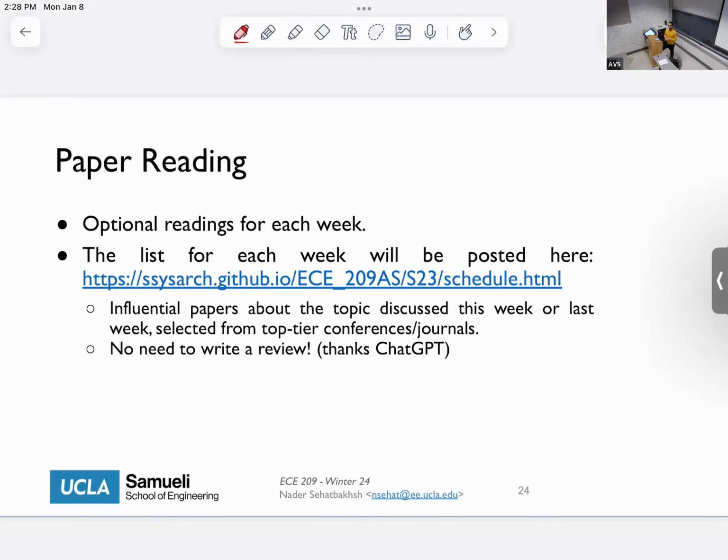These papers are mostly selected from top tier conferences in security. In security, we usually have 4 top conferences: CCS, Usenix Security, Privacy, or S&P, and NDSS. So you will see that most of these papers are first selected from there, but there are a few other venues that also publish good security papers. So some of them were selected from there.